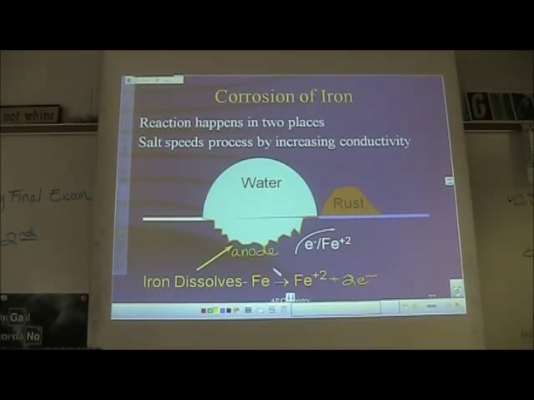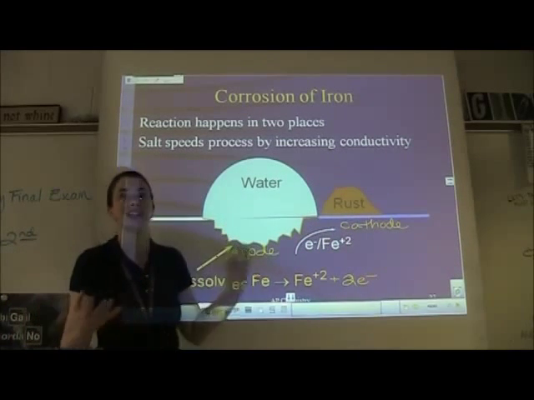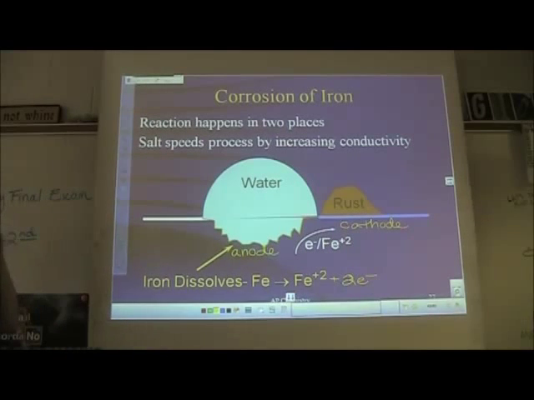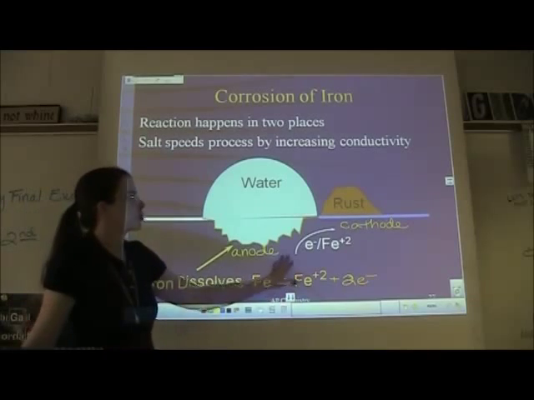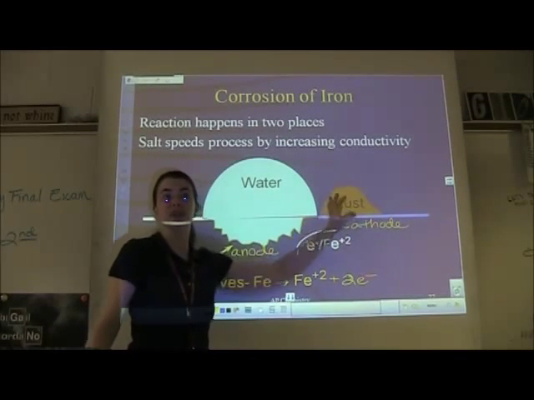Electrons flow from anode to cathode. The cathode would be over here. Okay, there's no wire, but remember, this is a surface of iron. The whole surface is in itself the wire. Okay? You need water. When electrons flow to a separate site, that is actually where the rust builds up.